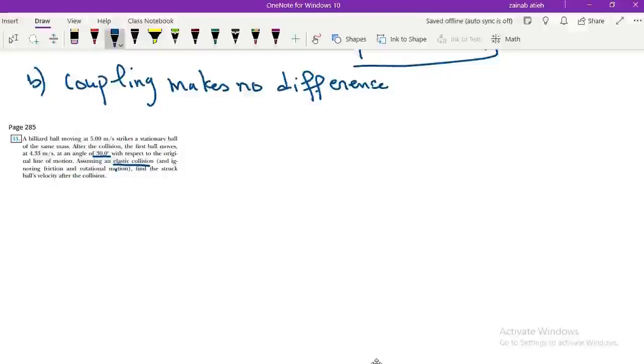So what do I have? I have a ball. This ball was moving with a velocity I will call v1. v2 was 0 because the second ball was at rest. v2 is equal to 0, it was at rest.